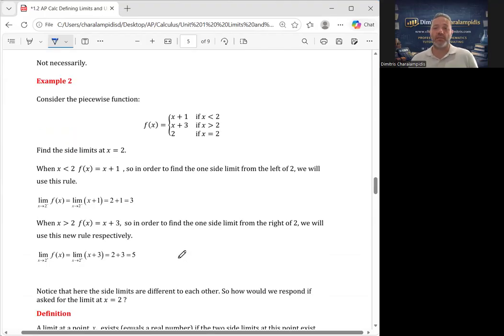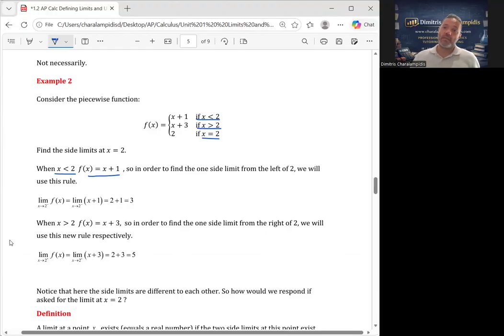Let's see this second example. We have a piecewise function. f of x is x plus 1 when x is smaller than 2. It's x plus 3 when x is greater than 2. And it is equal to 2 when x equals 2. We'll begin with the side limits. From the left, when x is smaller than 2, we should use the piece that says that f of x is equal to x plus 1.